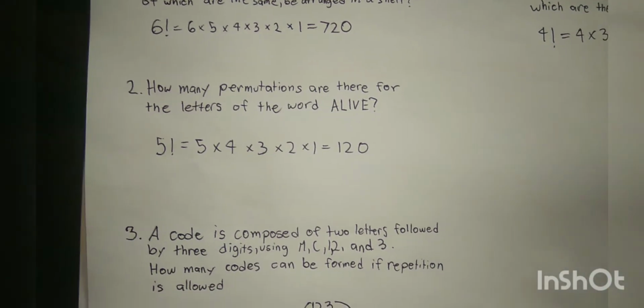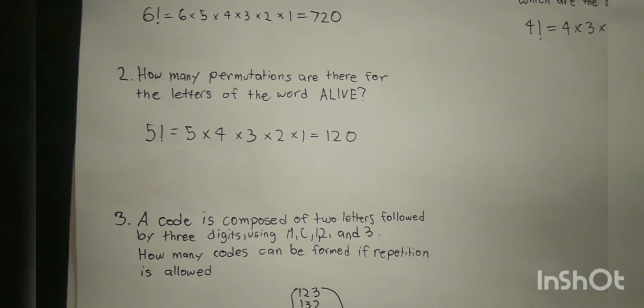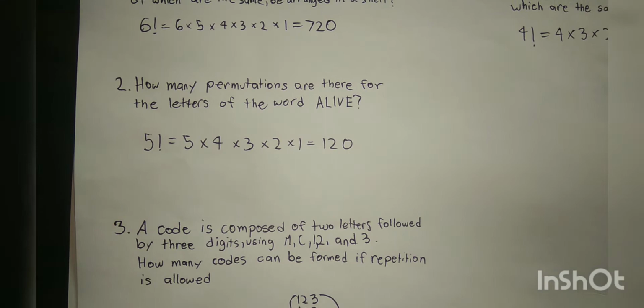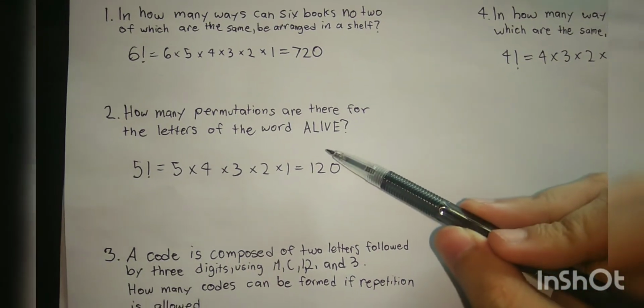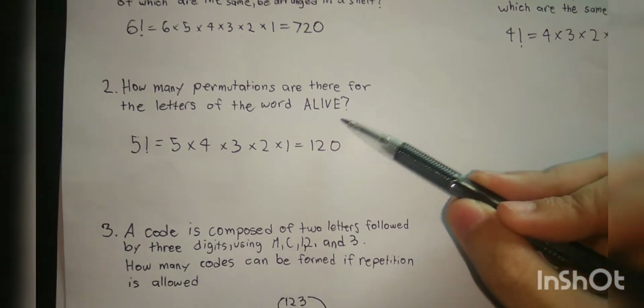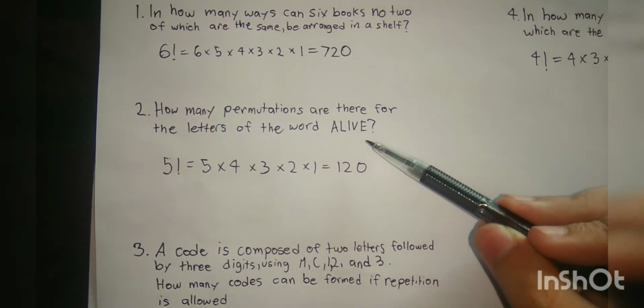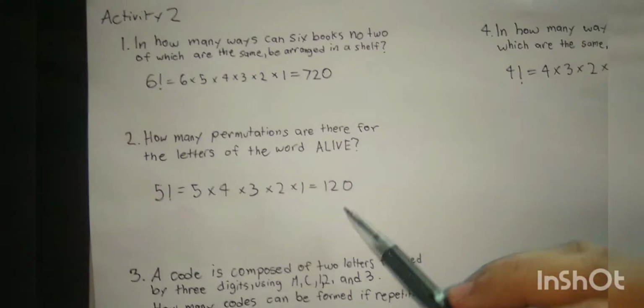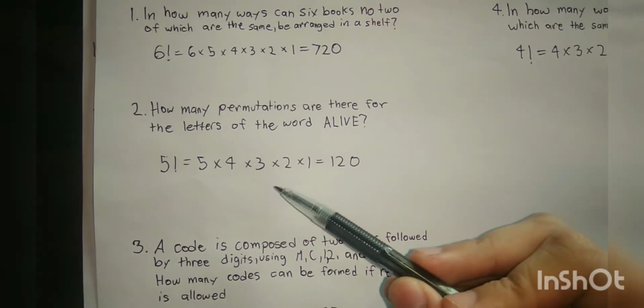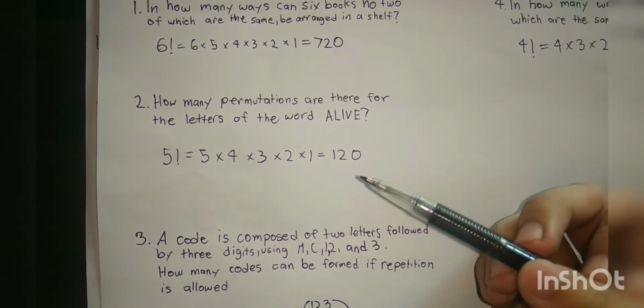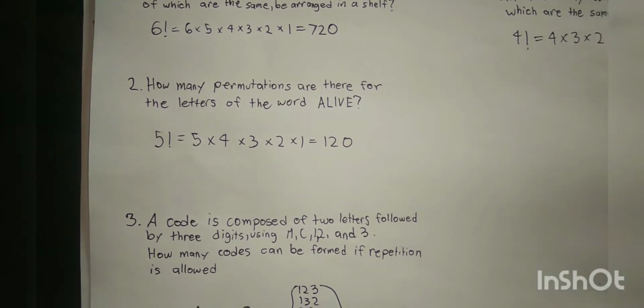So, for number 2, how many permutations are there for the letters of the word alive? Since there are 5 letters and none of them are the same, we will be answering this the same as number 1. So, 5 times 4 times 3 times 2 times 1 is equal to 120.